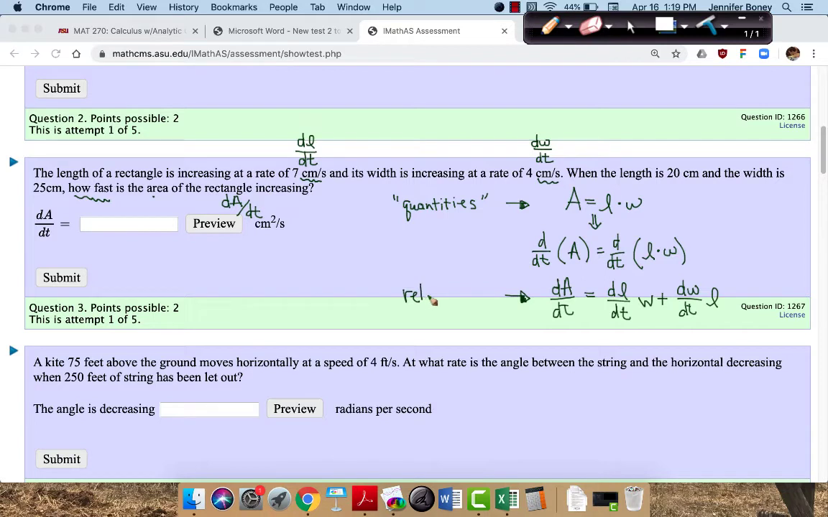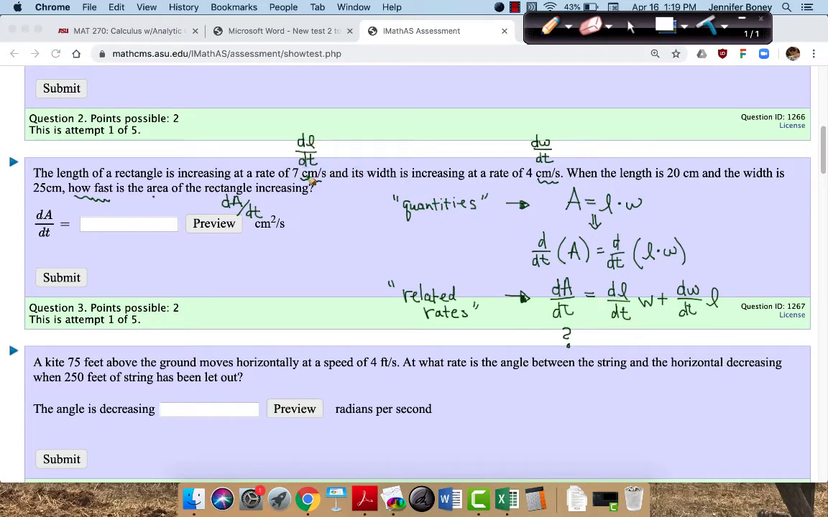So this relates the rates of change, and so it's called a related rates equation, whereas the first one is just underlying quantities, doesn't have any rates of change at all. So now that I have a related rates equation, I should be able to find dA/dt. So this is our unknown, and the other pieces are given.